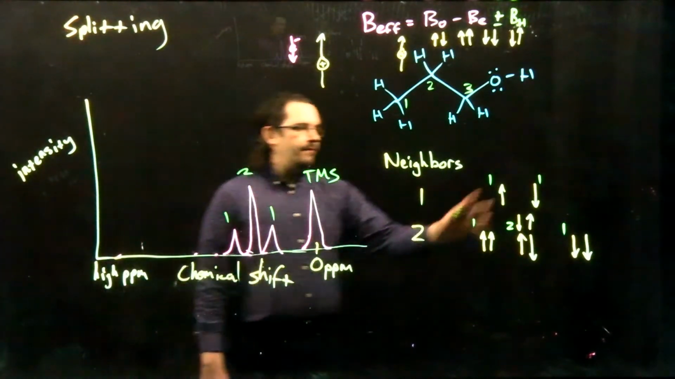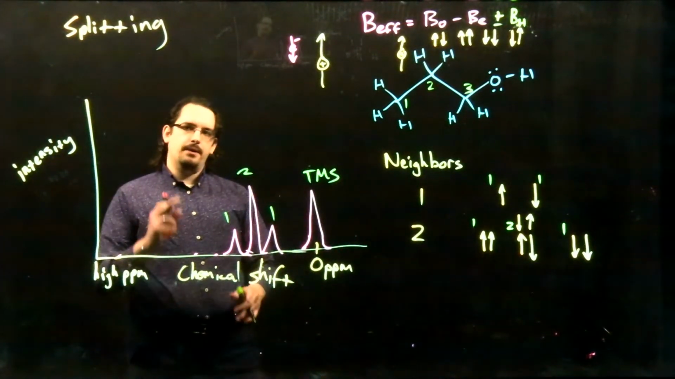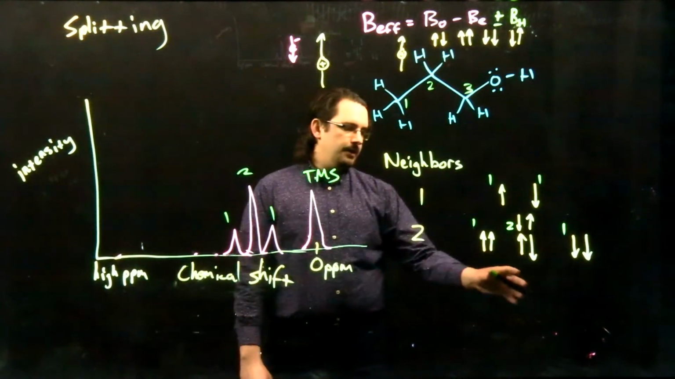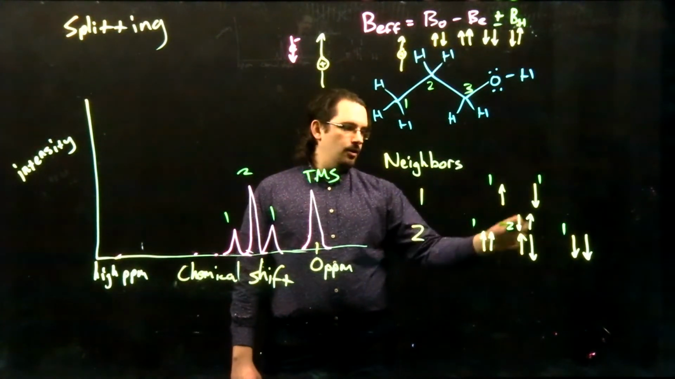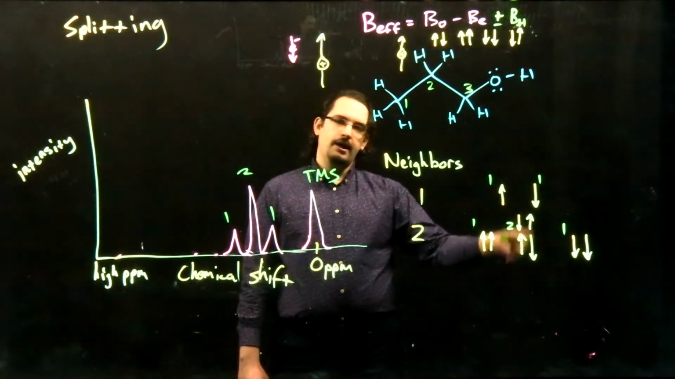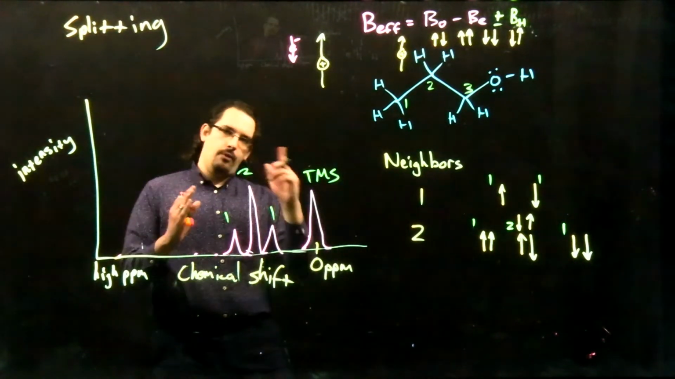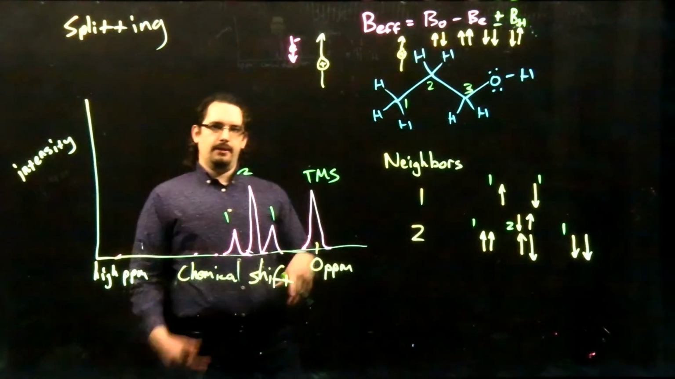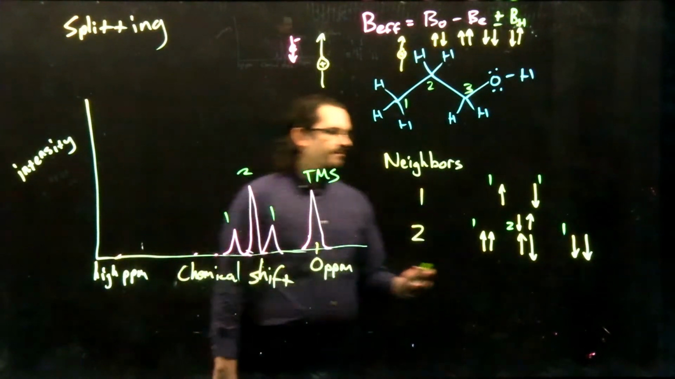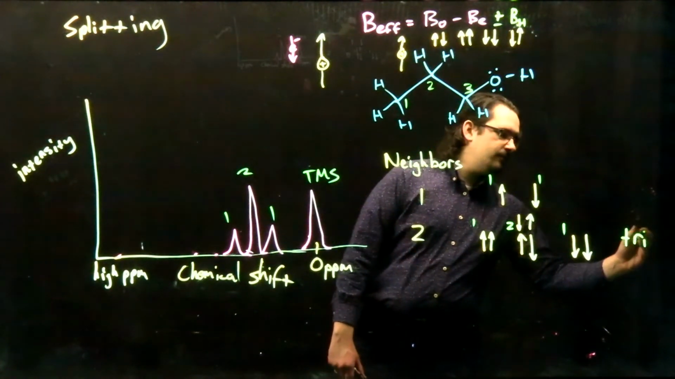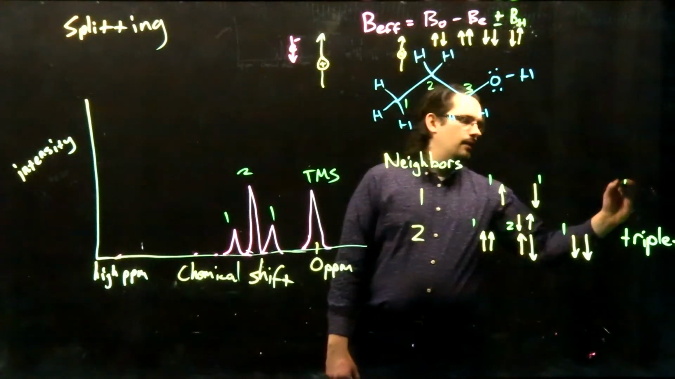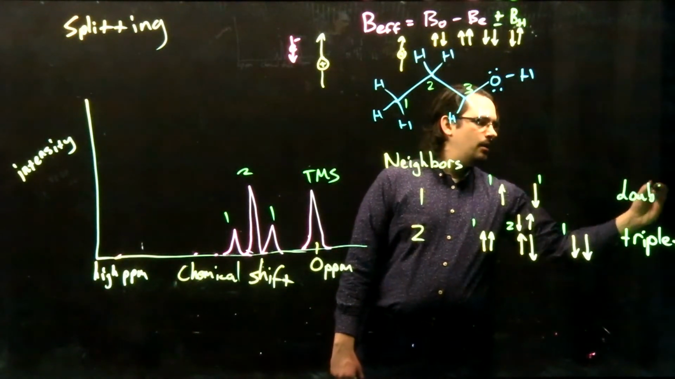In our previous example, we just had two different possibilities from that neighbor being up or down. Here we have three different possibilities: both neighbors being up, then our more likely possibility of one being down and one being up, or one being up and one being down, and then our final possibility of both being down. We refer to this as a triplet. This would be a doublet.